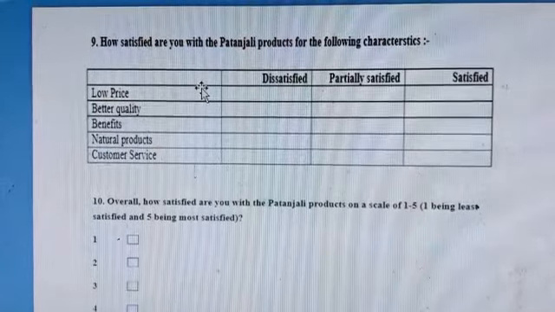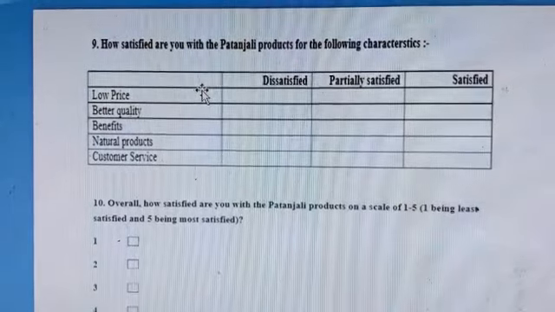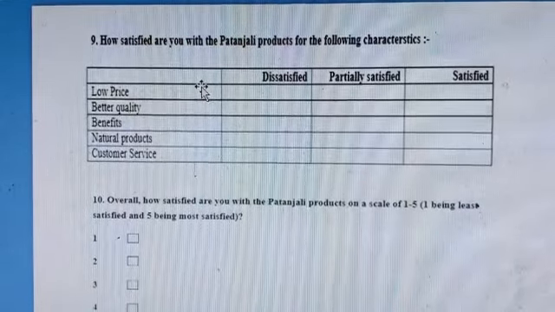Hope you understand what a questionnaire is and what the different stages in designing a questionnaire are. Thank you.